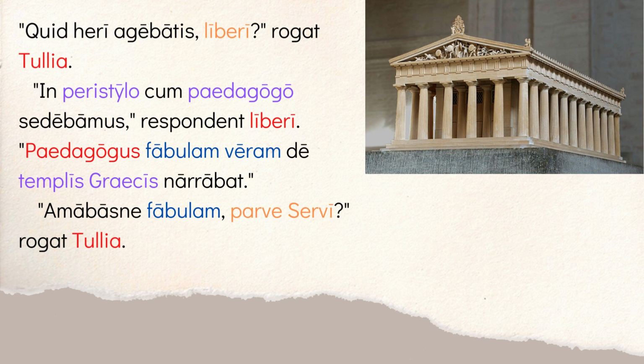Then Tulia says, Amabasne fabulam, parve Servi? So rogat Tulia. So Tulia asks, did you or were you liking, right? You could even say, did you like? The BA makes it imperfect. The S means she's talking to someone, right? You, singular. Did you like the story, the fabulam? Who's she talking to? The vocative tells you that. Parve Servi. So little Servius. So that's one of the children. She says, did you like the story, little Servius?